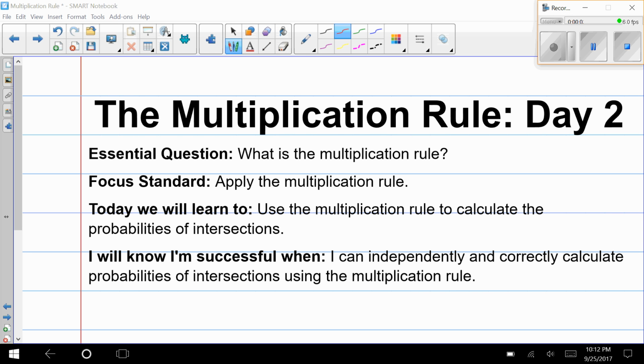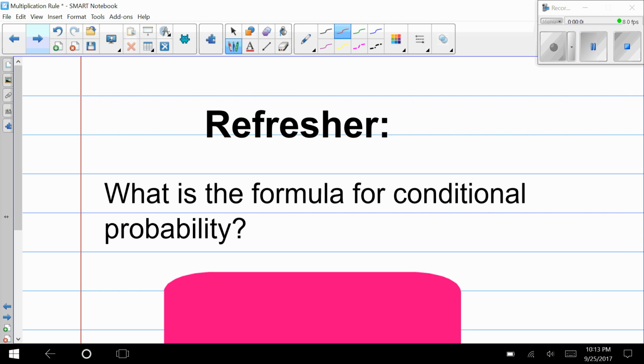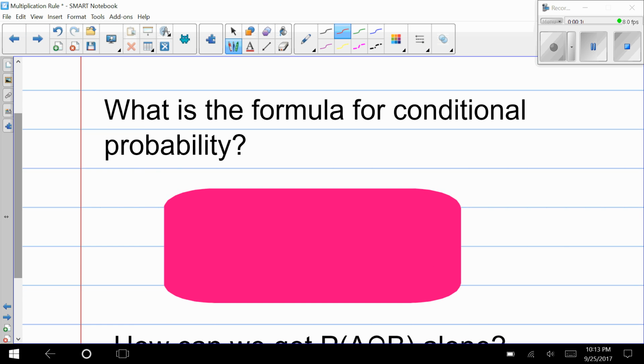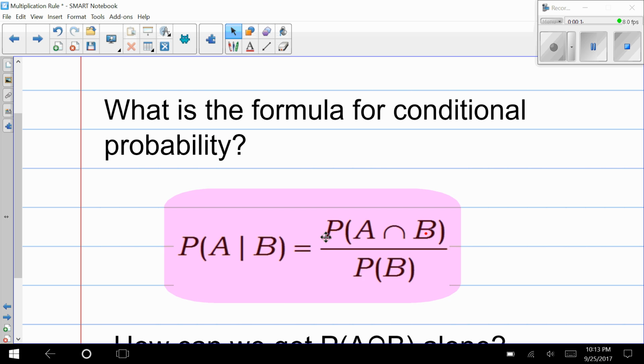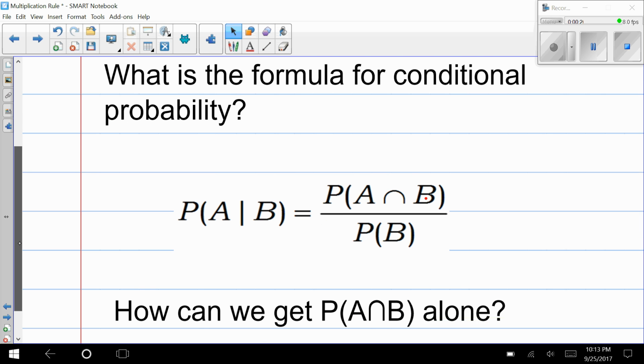This is day 2 of the multiplication rule. Quick refresher. What is the probability formula for conditional probability that we talked about? Well, in case you forgot, it is the probability of A given B is equal to the probability of A and B over the probability of B.